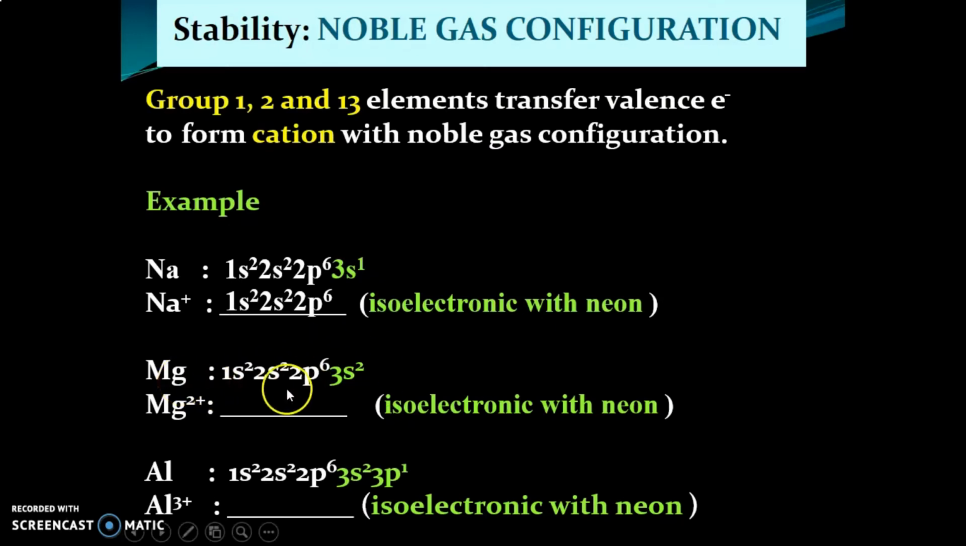Magnesium. Magnesium will remove 2 electrons from 3s to achieve stability of noble gas. So the electronic configuration for the magnesium ion is 1s2, 2s2, 2p6. So this electronic configuration is isoelectronic with neon. Aluminium has the same electronic configuration, that is 1s2, 2s2, 2p6.